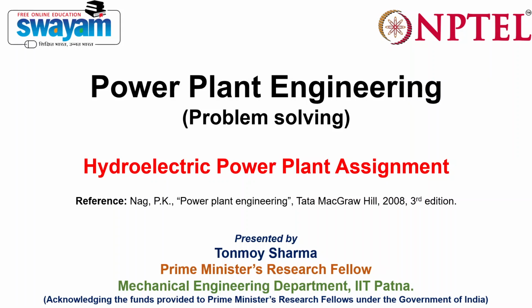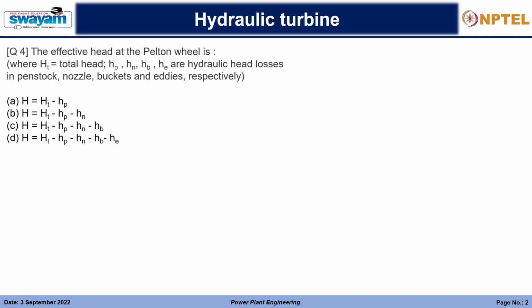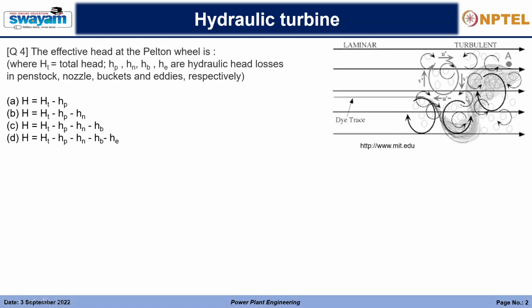Okay. So the first question was question number 4. It was asking what should be the effective head at the Pelton wheel, and it told us about different kinds of heads, that is the total head, then HP, the penstock head loss. Then there are the losses: nozzle head loss, bucket loss, and eddies respectively. So basically I would like to introduce you to eddies. What are eddies?